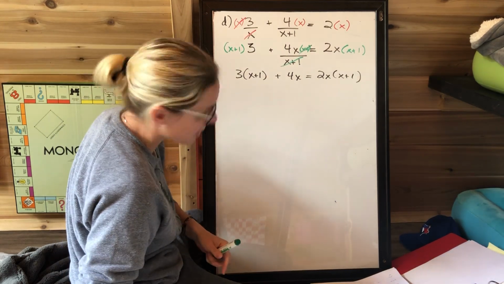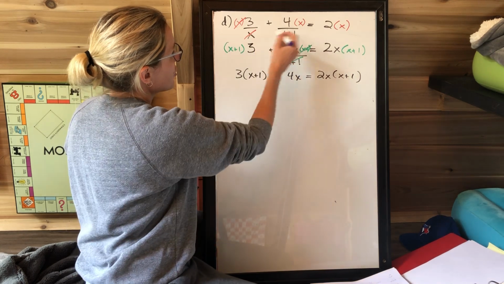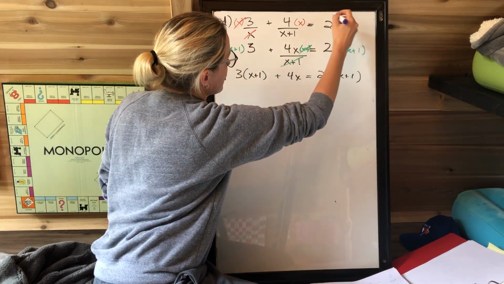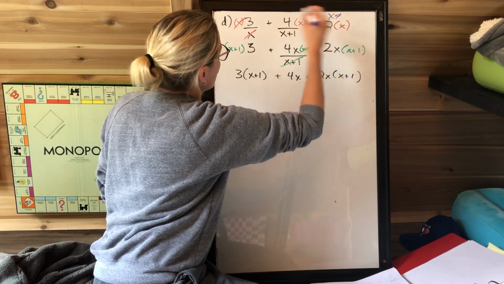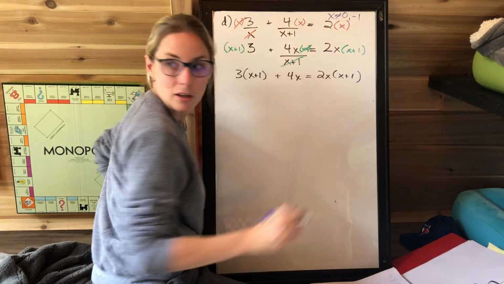Don't forget, way up here, that you have to make sure you state the restrictions. So before I did anything, I should have said x cannot equal 0 or negative 1.